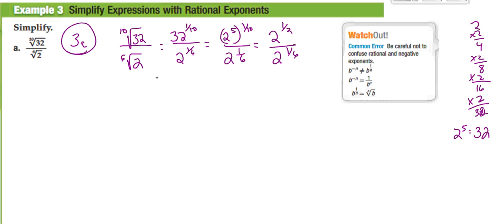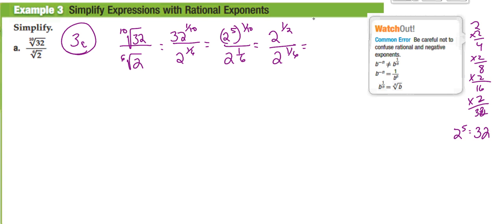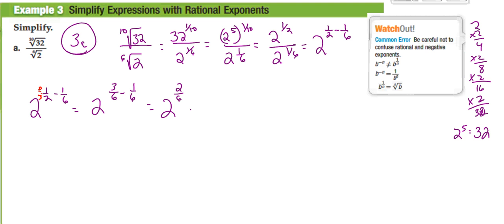Then I can use the fact that I can subtract powers in a situation like this. I'm just going to move that a little out of my way. So this is 2 to the 1/2 minus 1/6. I'll rewrite it over here: 2 to the 1/2 minus 1/6. I'm going to get a common denominator, so I'll multiply this one by 3 over 3. That gives me 2 to the 3/6 minus 1/6, which gives me 2 to the 2/6, or 2 to the 1/3. If I want to leave it as a fractional exponent, I could. If I wanted to put it in radical form, it would be the cube root of 2. And that's an illustration of how to do a problem like that.